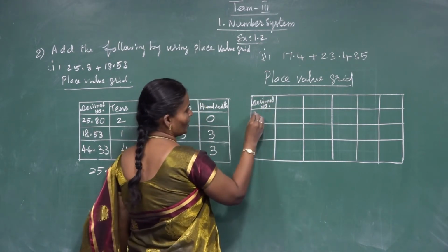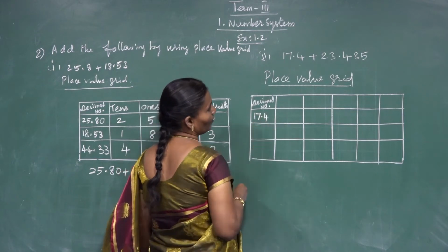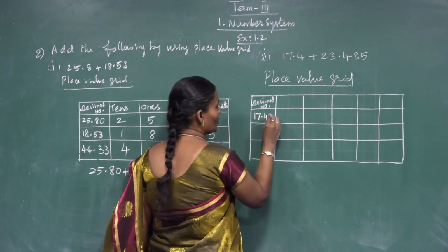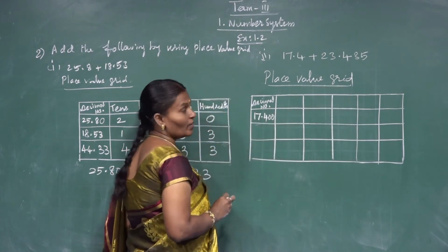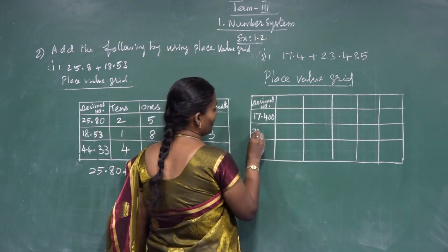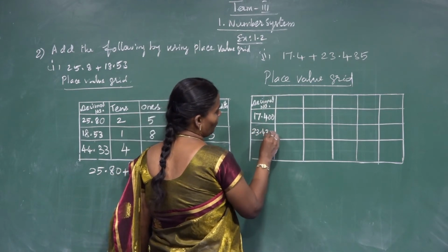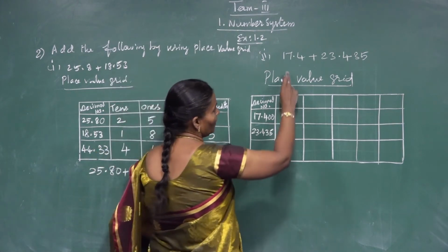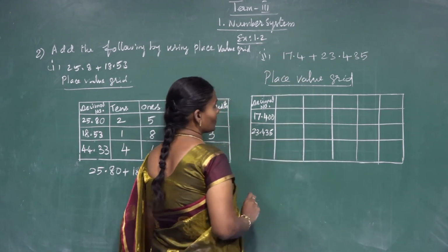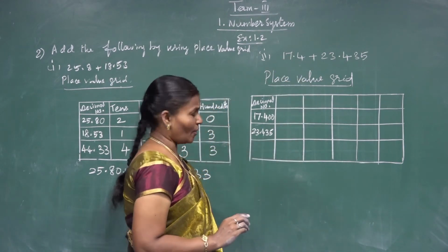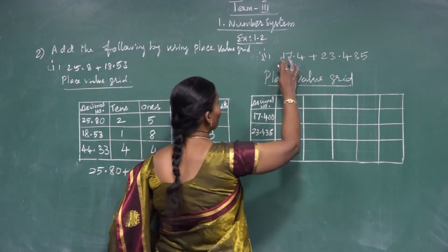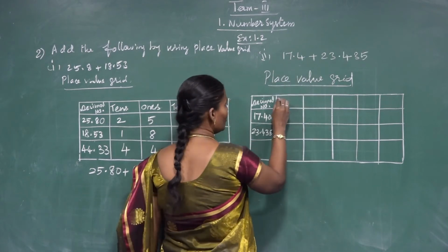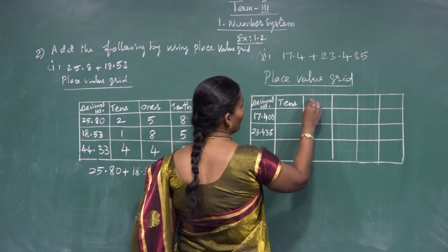See, the first number is 17.4. Okay. Here 3 digits. Decimal digits are 3 digits. Okay. So you mention 0, 0 here. Then what is the next number? 23.435. Now see, here in a whole part, the 2 parts. So ones place and tens place. So here you mention tens, ones.